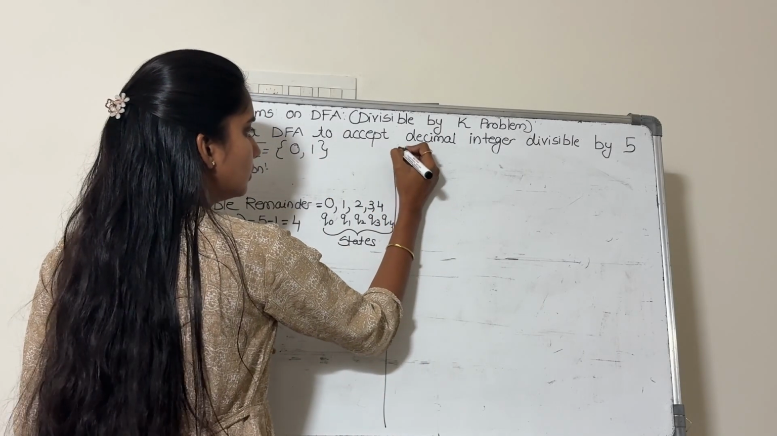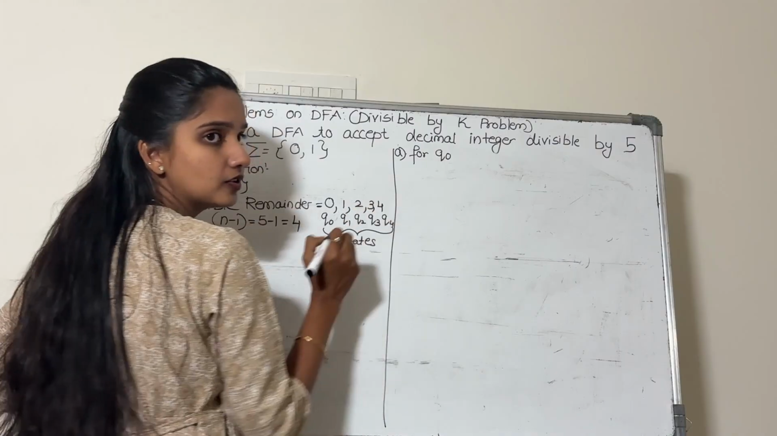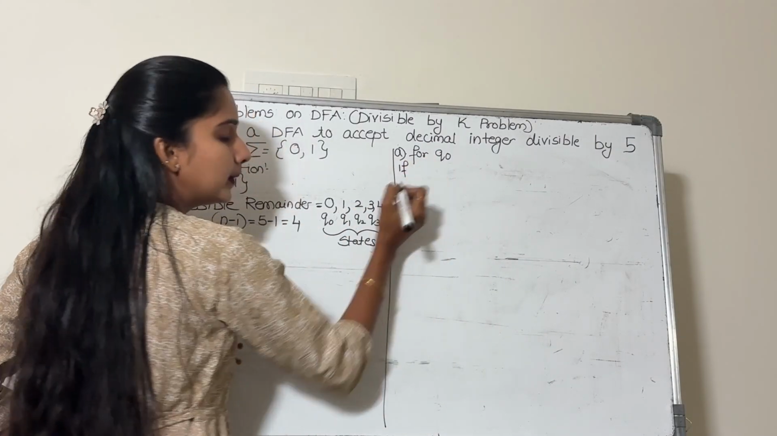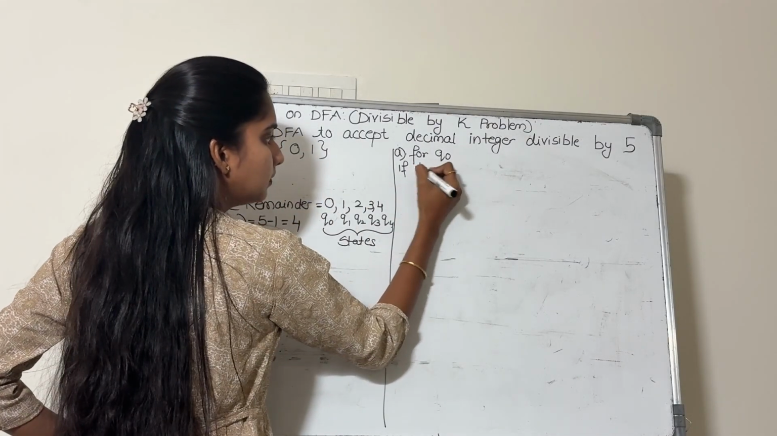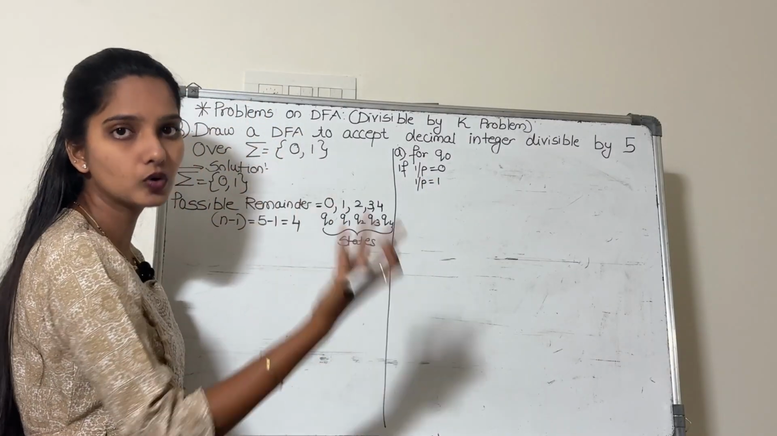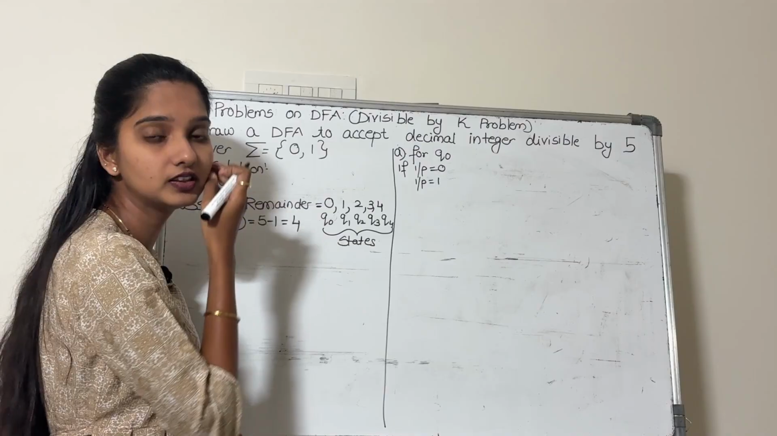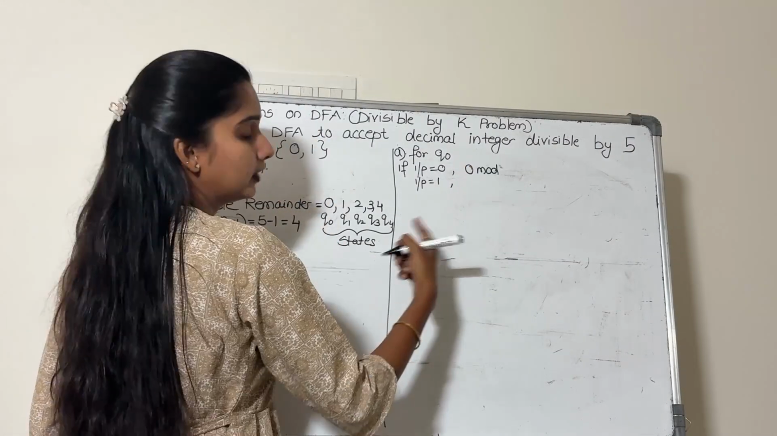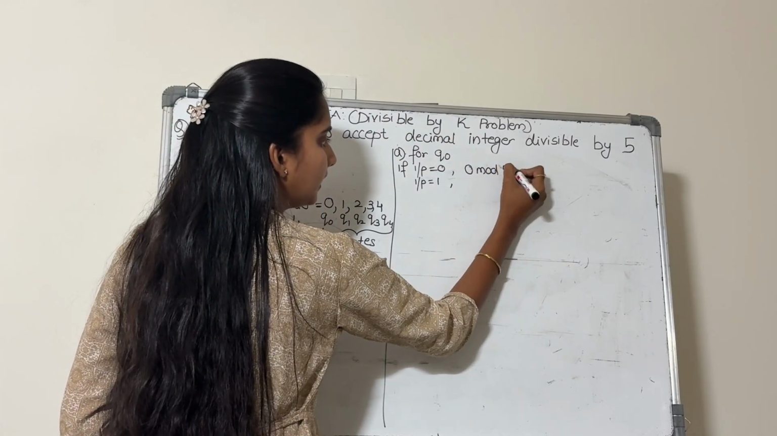So for Q0, I'm finding the transitions. There are 2 input symbols, 0 and 1. If my input is 0 and if my input is 1, to which state is it going to go? In order to find that, we are going to take some numbers. Let us start with 0. We are going to divide the number by 5, so 0 mod 5.